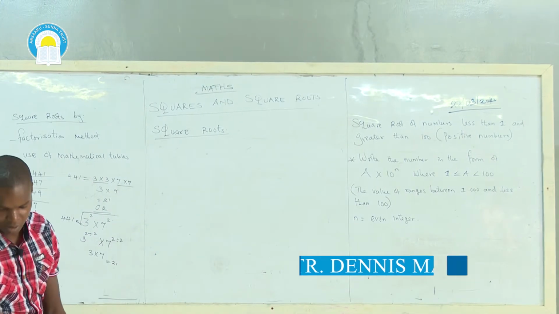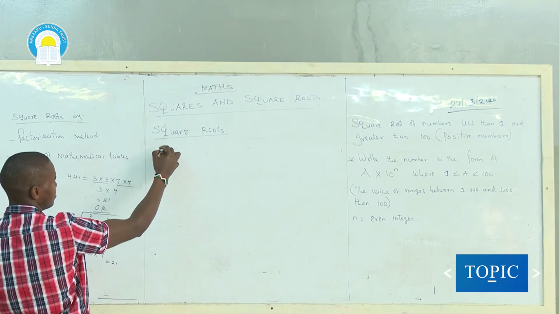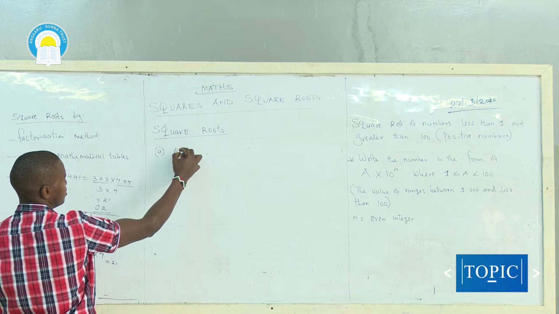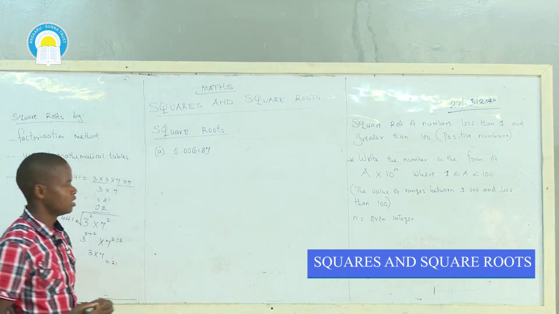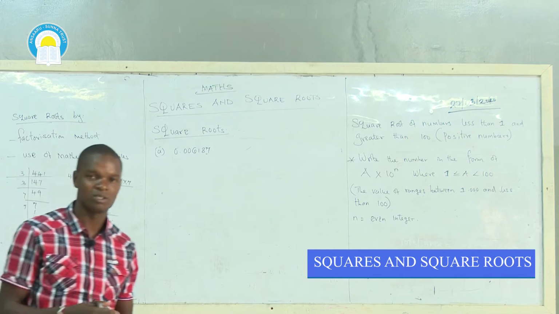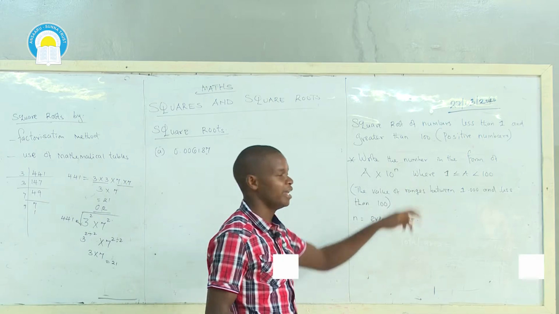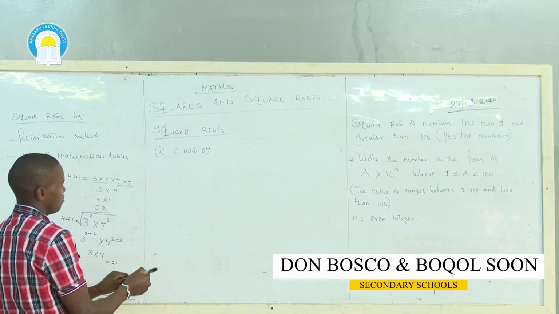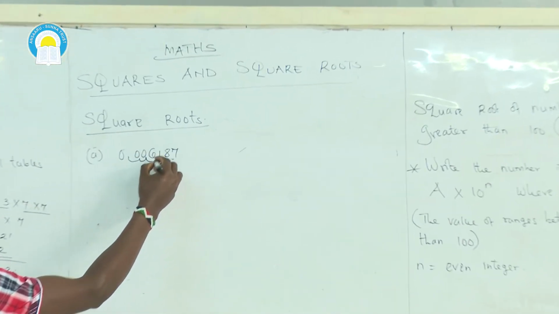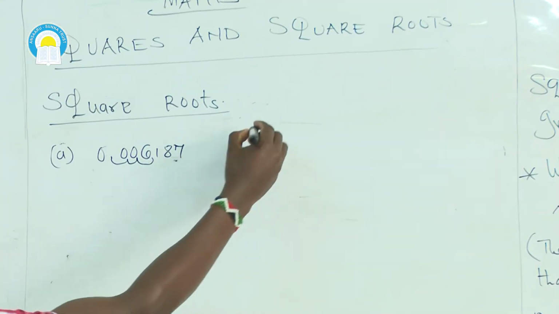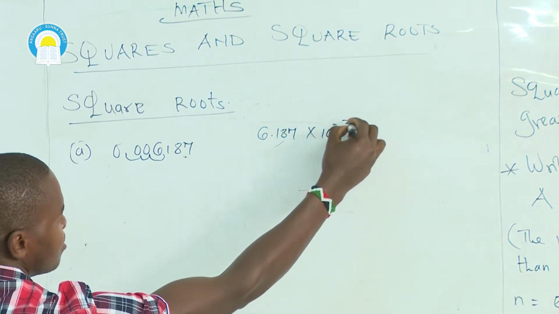On how to find the square root of these numbers. Let's say we have a number 0.006187. If we write this number in the form of a times 10 power n, we count 1, 2, 3. If you stop at this point, the number is going to be 6.187 times 10 power negative 3.